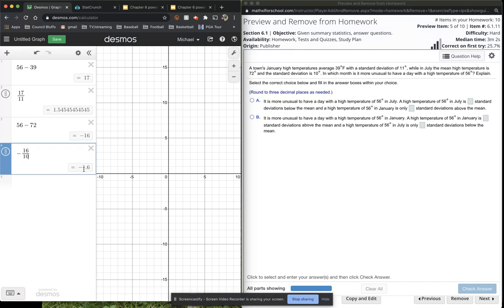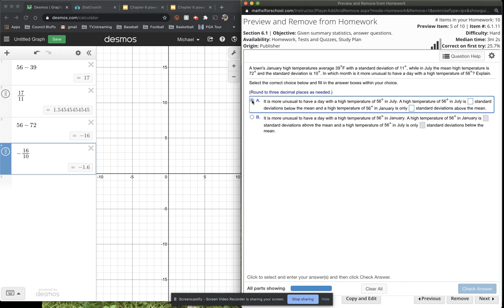So that was the one for July. That means it's going to be more unusual in July. So the answer here is going to be A, and now we just have to fill in the blanks. It is more unusual to have a day with a high temperature of 56 degrees in July.